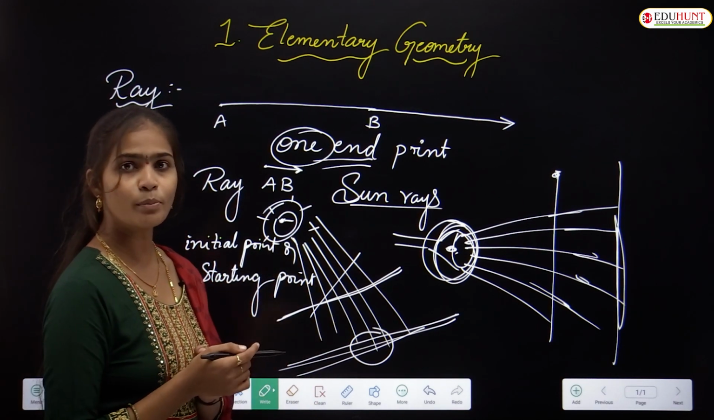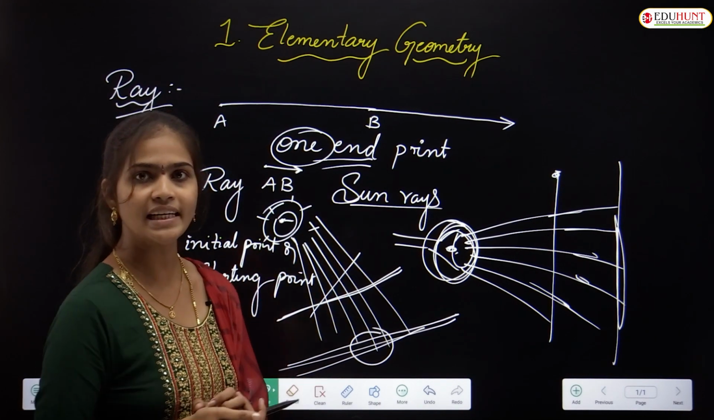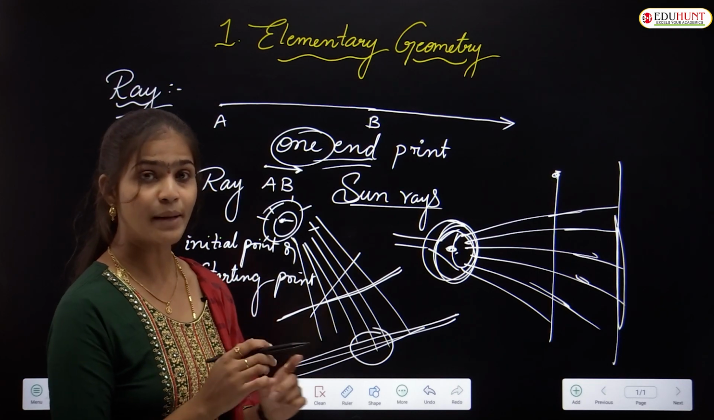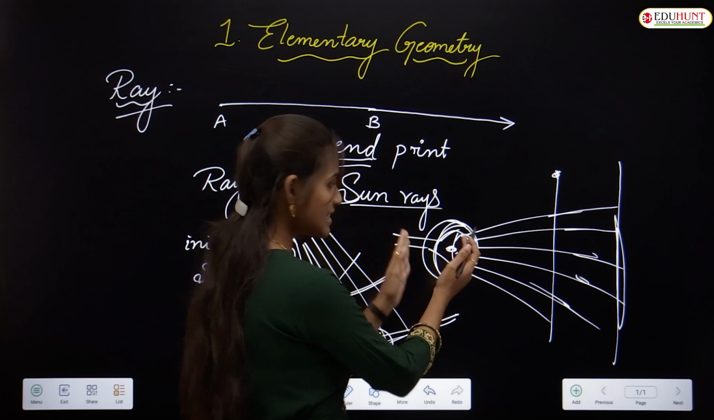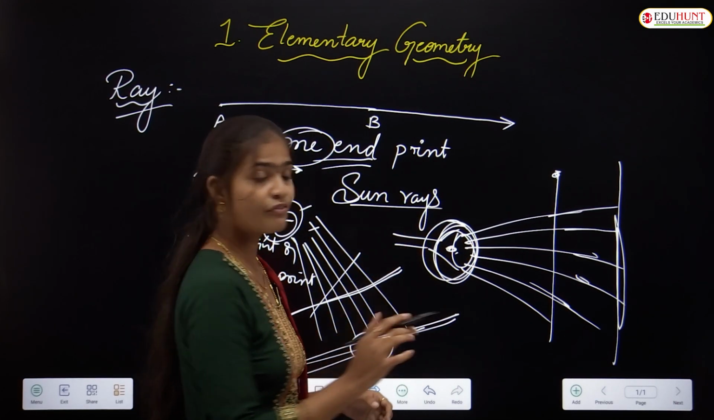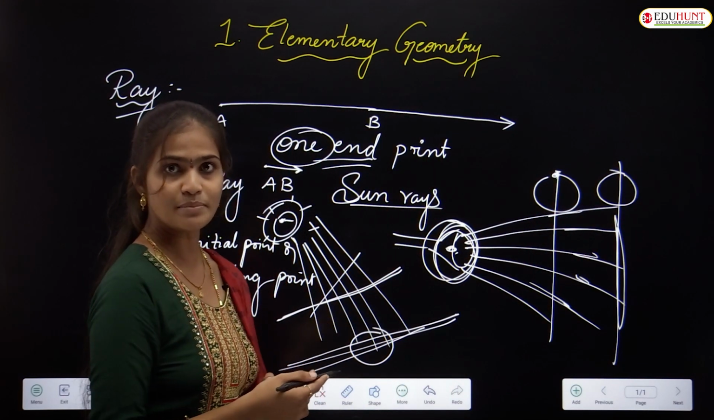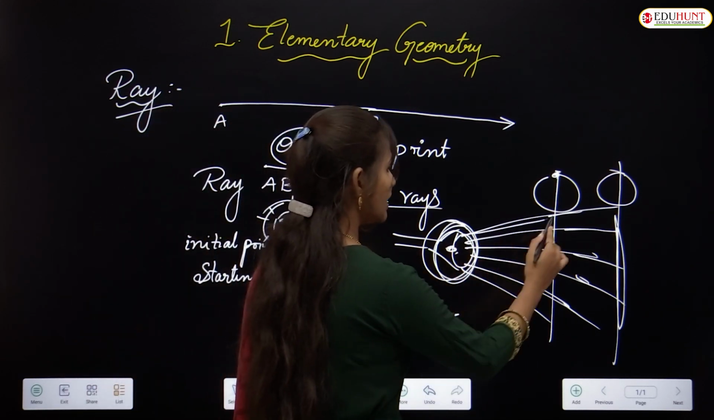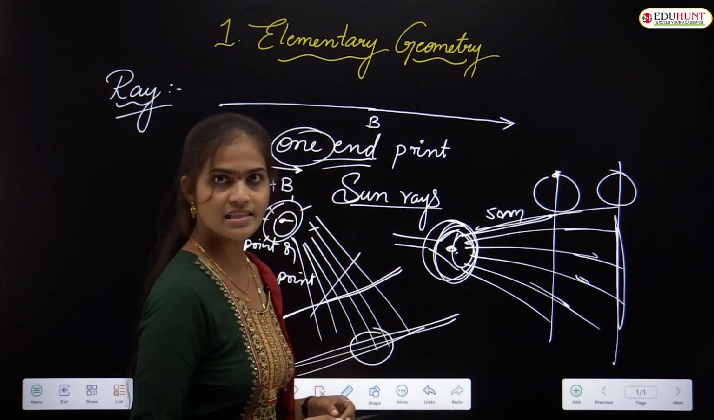Come to the second property. Does it have a finite length or infinite length? Yes, it has infinite length. Why? Because by observing this figure we can say that this is a fixed point. Here I fixed the torchlight, but I am not fixing these surfaces. I am changing the surface places. So from here to here, for example, 5 meters length is there.